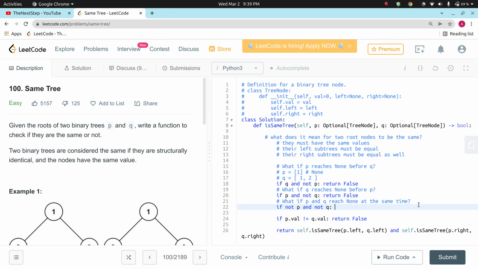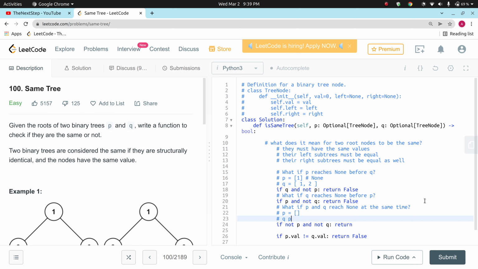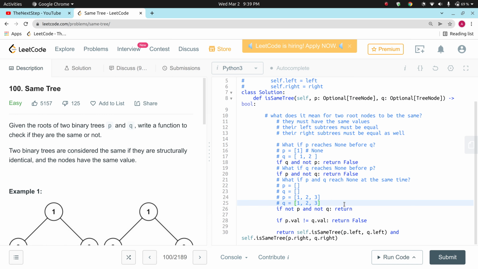What if P and Q reach none at the same time? If not P and not Q. Alright guys, what do you think should be the Boolean value here? Both of them reach none at the same time. So think about it this way. P is non-existent and Q is non-existent. Or another way is P is 1, 2, 3 and Q is also 1, 2, 3, and let's say their third nodes are equal. We've already found that out. What's the next step? So the next step would be to compare the left subtrees and the right subtrees of the third node.